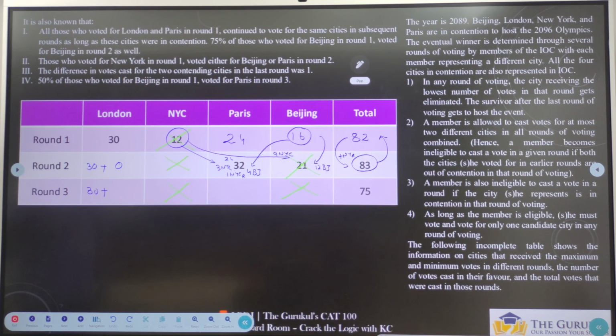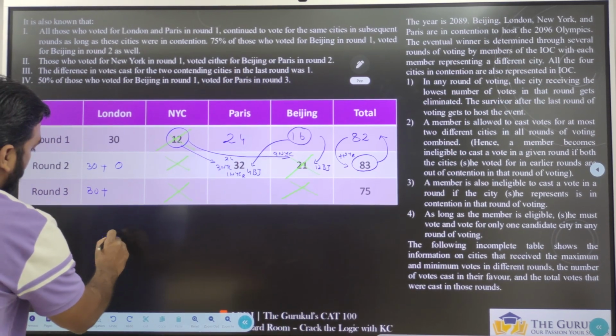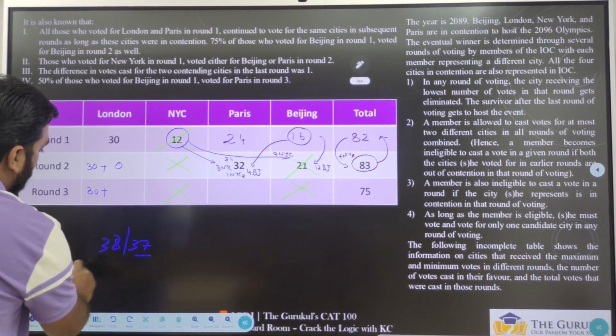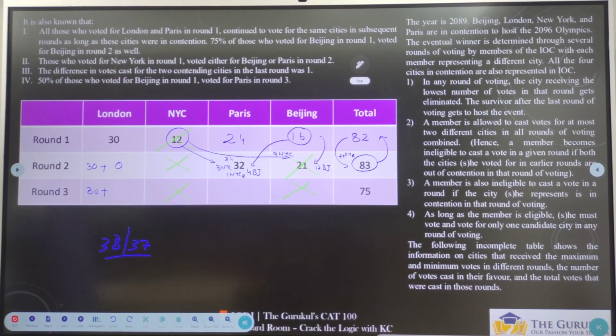The difference in the votes cast for the 2 contending cities in the last round was 1. So 75 should be divided into 2 consecutive numbers. So how can we do that? It should be 38 and 37 only. So 38 and 37. 38 for which team and 37 for which team? Only 2 are in contention, that is London or Paris. Paris is having 32, London is having 30 for now.